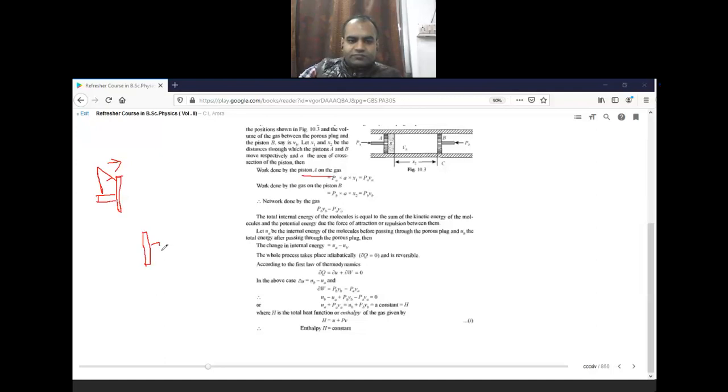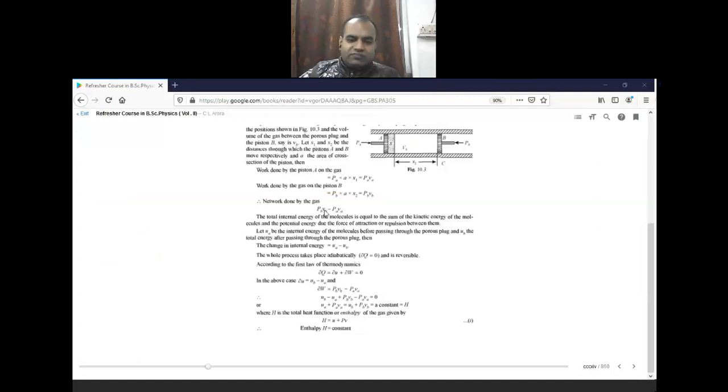But in the other case, this is the piston B, and the gas will come from the left, meaning it comes this way. In this case, the gas will do work on the piston. That is, work done by the gas on the piston B. That's why we have written it like this. So in this case, the work done by the gas on the piston B is equal to PBVB. I hope you have understood this.